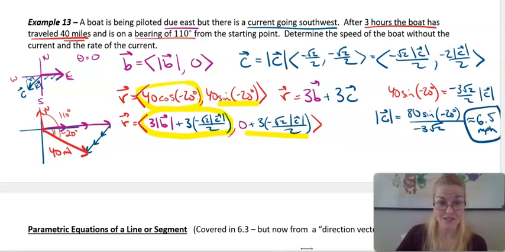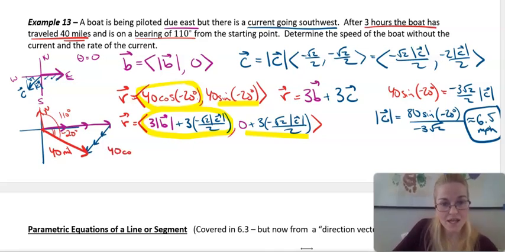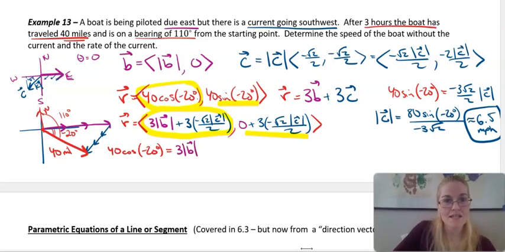Armed with that, I can now set these two things equal and solve. So if I know that 40 times cosine of negative 20 degrees, which again, cosine of negative 20 is just cosine of 20 degrees, because cosine's an even function, if I set that equal to 3 times the magnitude of B minus 3 root 2 over 2 times the magnitude of C, what do we know the magnitude of C is? We know the magnitude of C is exactly this. So actually, I'm just going to go ahead and erase this magnitude of C and put exactly in its place, because you'll see this will divide out very nicely.